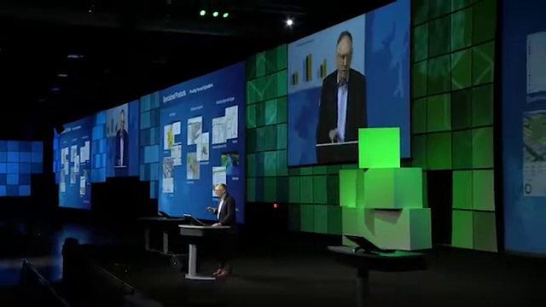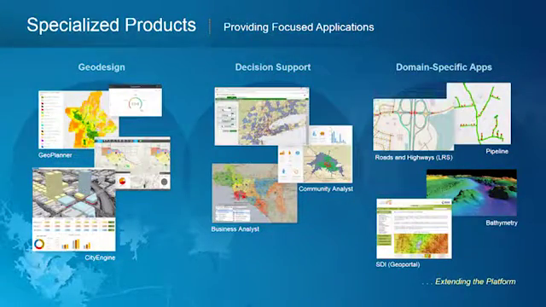Beyond ArcGIS, Esri supports a series of specialized products. These provide specialized applications for particular communities, including geodesign, 2D and 3D planning, also decision support like community analyst and business analyst, and then very specific domain areas like roads and highways and pipelines, bathymetry, and SDI portals. These are specialized areas that complement and extend the basic capabilities. They'll be not interesting to everybody in the audience, but certainly interesting to some of you.